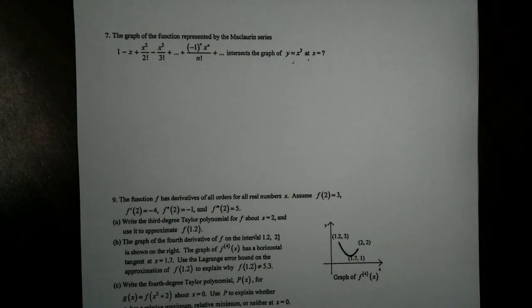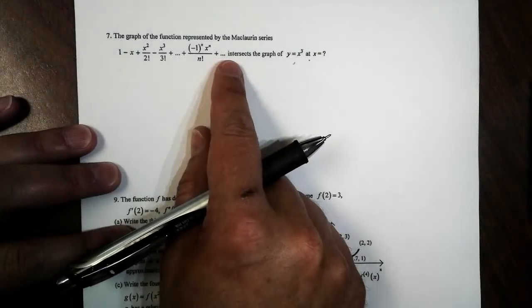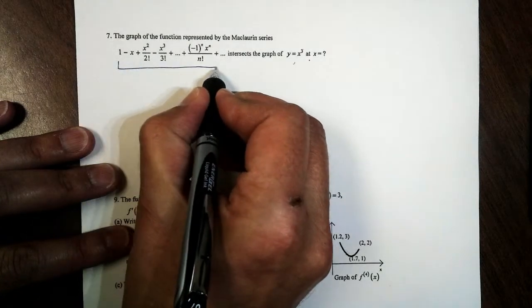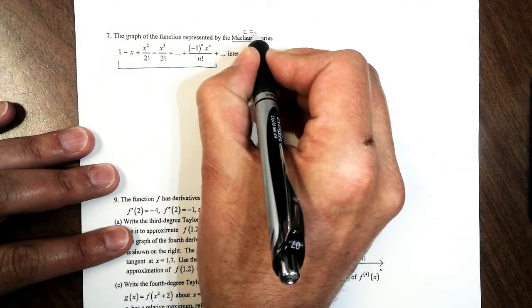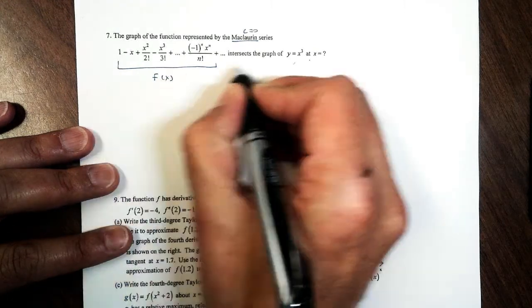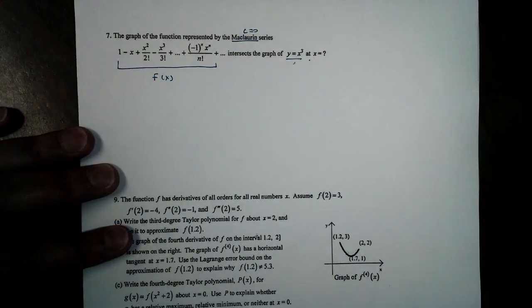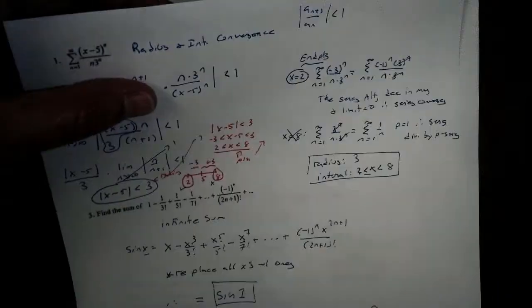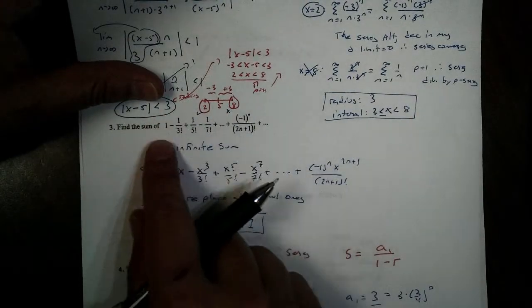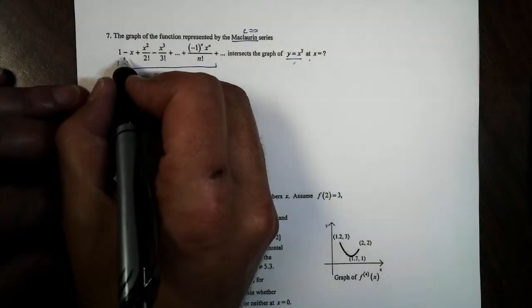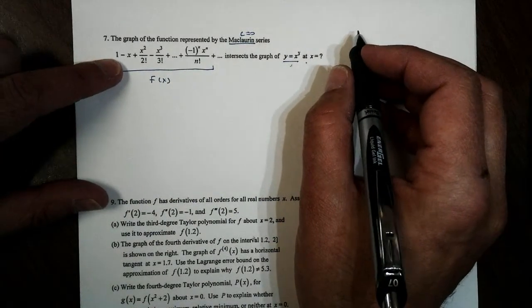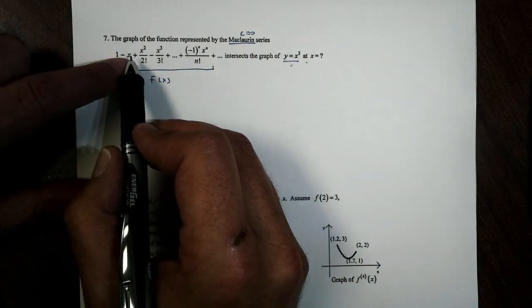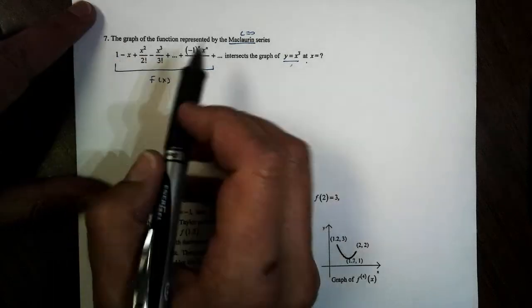Alright, for number 7, they say that we're given the graph of a function, and this represents a Maclaurin series. And they want us to find out this function right here. Remember, this is a Maclaurin series, so we know that the center is 0. So this is some function, and it's going to intersect the function y equals x cubed. And we want to find out where that occurs. Well, this is very similar to number 3, where we have to recognize the function. So let's see if we can recognize this. 1, let's say these are all pluses. 1 plus x squared over 2 factorial plus x cubed over 3 factorial.